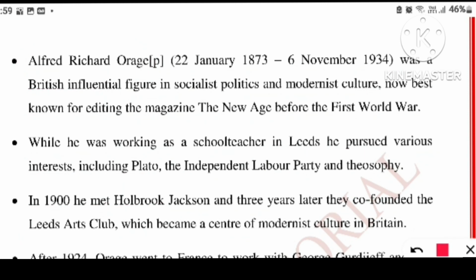Let me tell you, what does Theosophy mean? Theosophy means any doctrine of religious philosophy and mysticism claiming that knowledge of God can be attained through mystical insight. It's a kind of communication with God through superior spirits and physical processes.